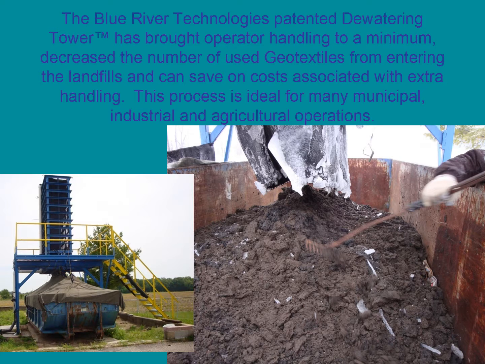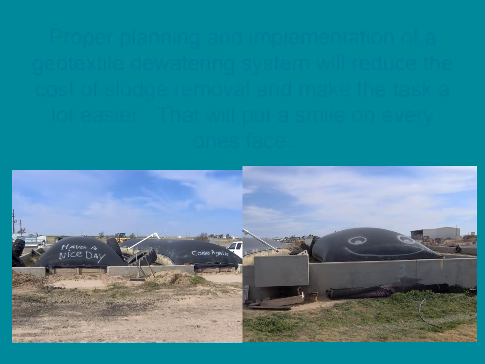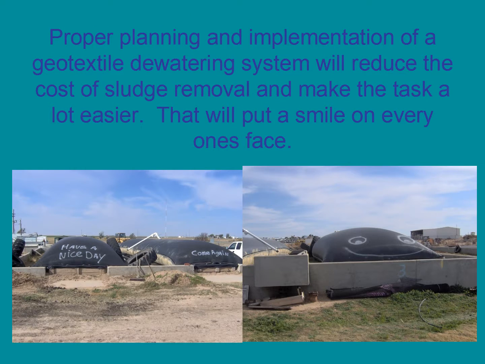The tower allows the geotextile dewatering process to be applied with reduced expenses. The bag is used over and over again, greatly reducing the cost of the process to the plant. Proper planning and implementation of a geotextile dewatering system will reduce the cost of sludge removal and make the task a lot easier. That will put a smile on everyone's face.